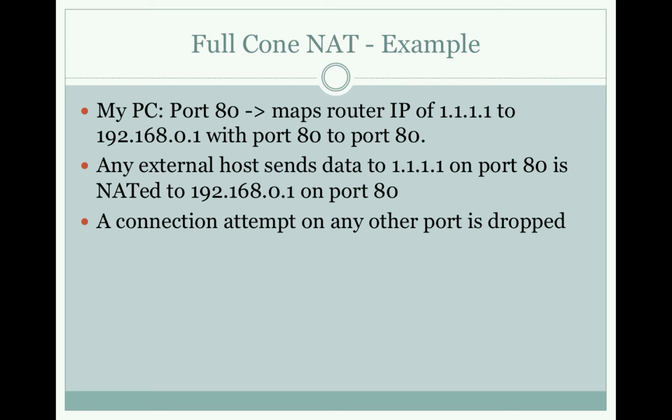An example would be, let's say my PC has a website running on port 80. I create a one-to-one rule that maps my router's IP of 1.1.1.1 to my local IP address, with port 80 to port 80. Any external host that sends data to my public IP address on port 80 is NATed to my local IP on port 80. Any connection attempt on any other port is dropped.